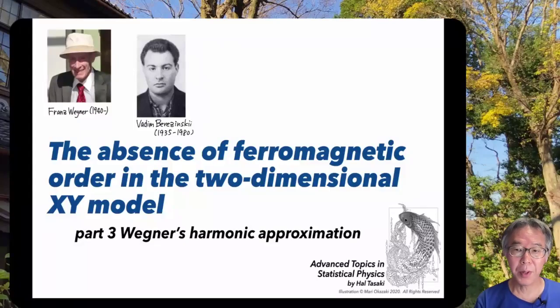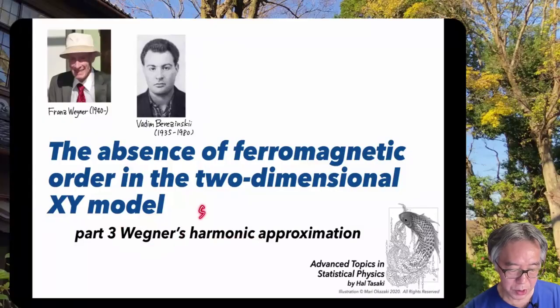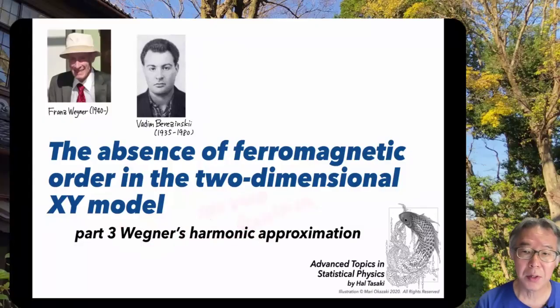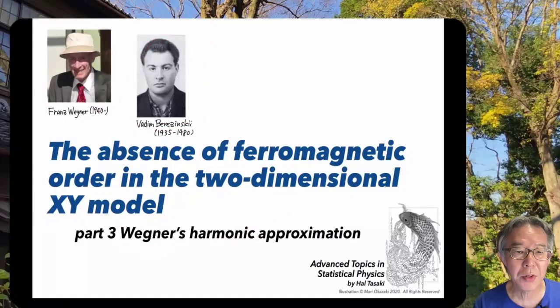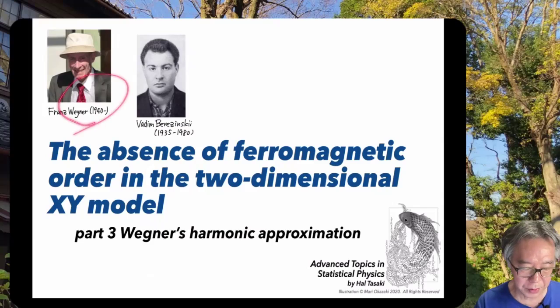Welcome back. This is part 3, which is going to be rather long and tough, in which we discuss Wegener's harmonic approximation. This is sometimes called spin wave approximation or Gaussian approximation. As I discussed in part 1, this was discovered by Franz Wegener and then rediscovered by Berezinski, who did not know about Wegener's work. And he also did more, and he discussed how this approximation will break down. But anyway, the approximation itself was discovered by Wegener, so it's quite fair to call it Wegener's harmonic approximation.